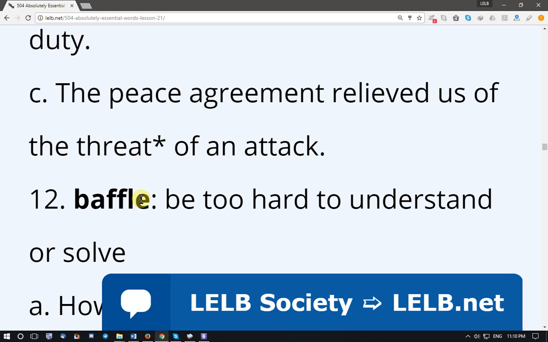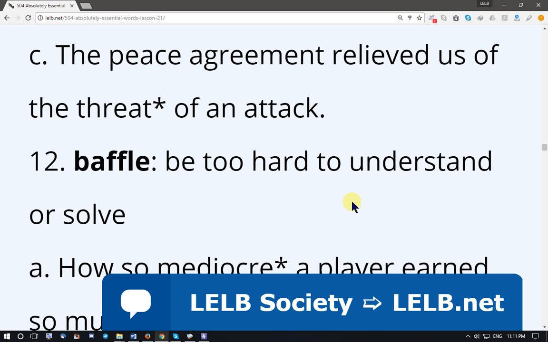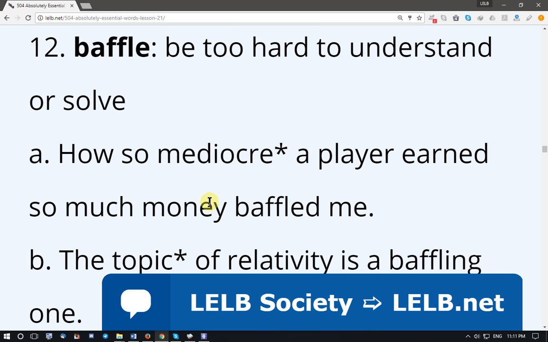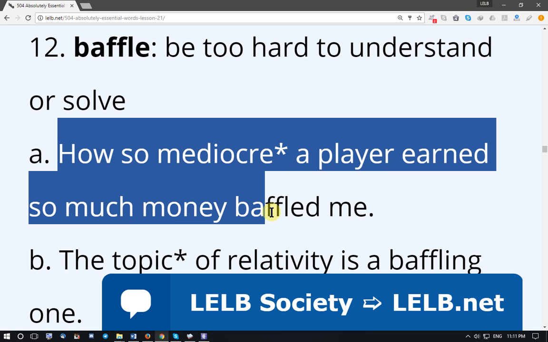Baffle means be too hard to understand or solve. Confuse. How so mediocre a player earned so much money baffled me. So this is the subject of the sentence. This is the subject. So it's not a question.